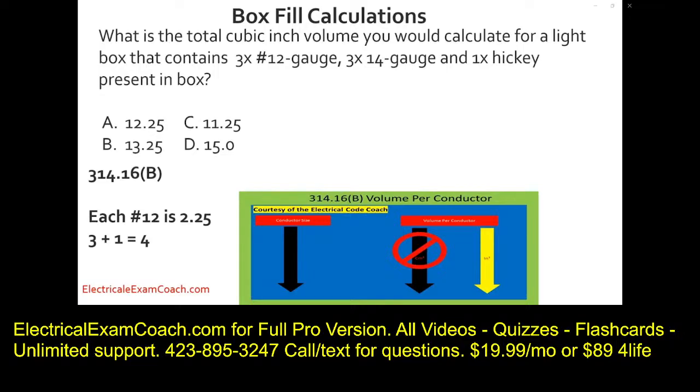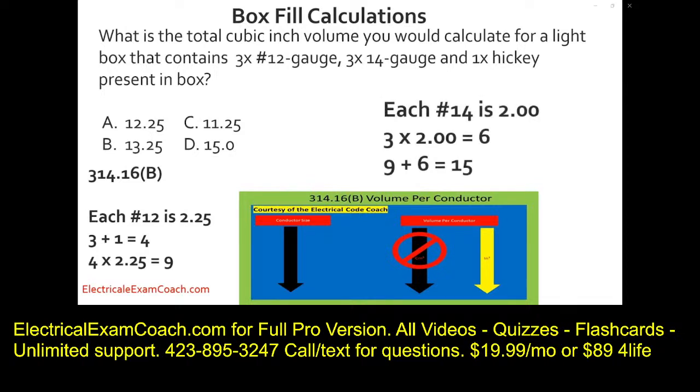In this case, we have 1 hickey. Each hickey counts as 1 based off the largest conductor that's in the box. And what we're going to do is group it with the 12s. We have the 3 original conductors, the 1 fitting. We have 4 number 12s. We bear that math out and end up with 9 cubic inches. Now let's deal with our leftover conductors. We have 3 14 gauges. We take and bear all that math out. Then we total it together and we end up with 15 cubic inches that all of this is taking up in this box.